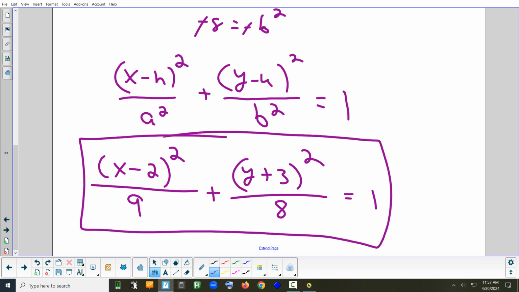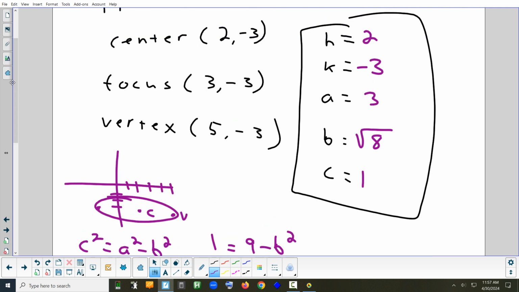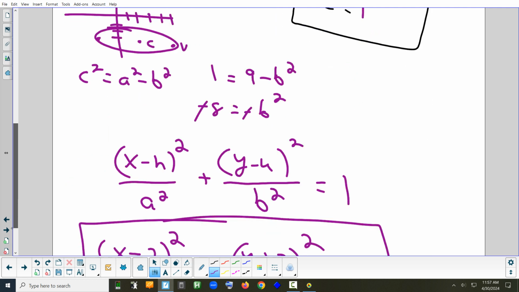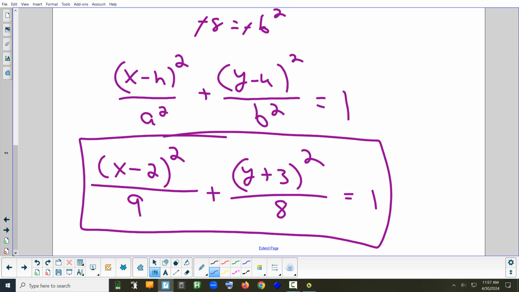And I could give you the same kind of question, except I start you off with this formula, and then you work backwards to figure out A, B, C, H, and K. And then you would tell me all this stuff. So you should be comfortable working either way. So that's an ellipse. Any questions on that?